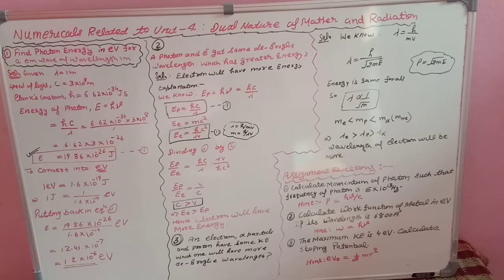Very simple. We know that 1 electron volt is equal to 1.6 into 10 raised to power minus 19 joule. So in this way we can convert it. But we have to calculate photon energy. Its expression we have already studied in our theory. So let us proceed. Given lambda, means wavelength, equal to 1 meter. Students, these two constants we will use here.